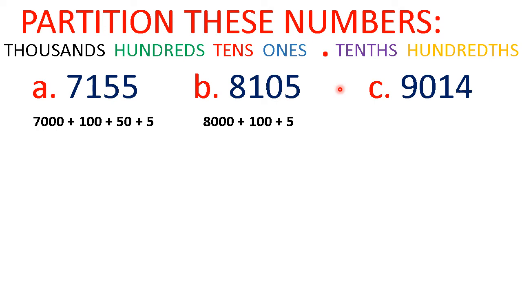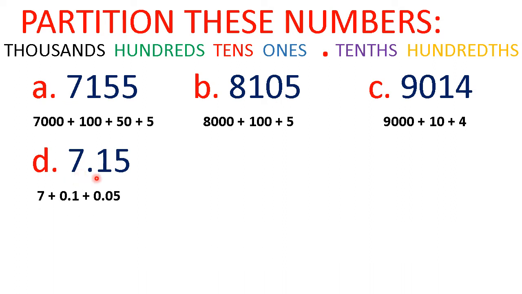C, 9,014. We have another placeholder here in the hundreds. 9,000 plus 10 plus 4. D is a decimal number, and it's 7 plus 0.1 plus 0.05. E, 8.05, has another placeholder in the tenths, and the partitioning is 8 plus 0.05.